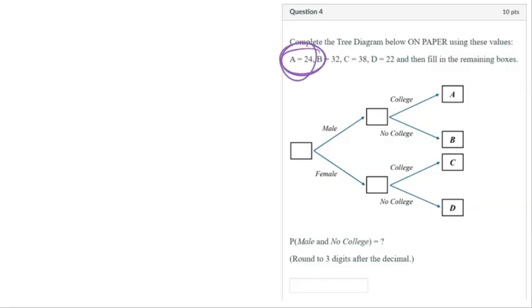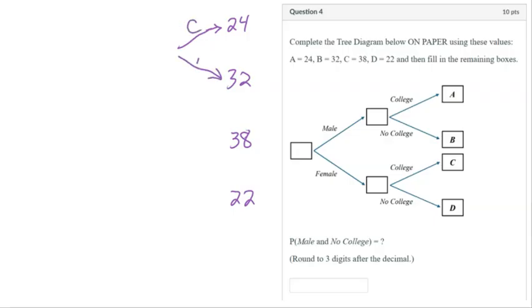A up here says 24, so A is 24. B is 32, so put a 32 here. C is 38, so we'll put a 38. And D is 22, so we'll put a 22. Okay, so 24 here has a branch that says college, we'll put a C. 32 is at the end of a branch that is no college, that's NC. The 38 is at the end of a branch that says college, and the 22 is at the end of a branch that says no college.